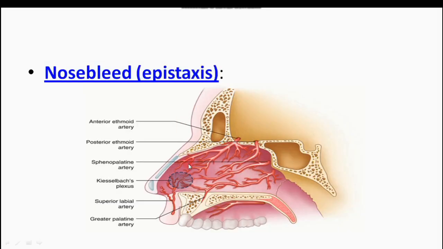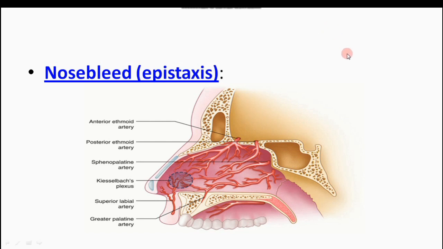Epistaxis, nose bleeding. Here we see Kiesselbach's plexus. This point is present at the anterior nasal septum, and is formed by the anastomosis of five different arteries. First is the anterior ethmoidal artery, then the posterior ethmoidal artery, sphenopalatine artery, superior labial artery, and greater palatine artery. The arteries anastomose at this point, and this is a common site for nasal bleeding.